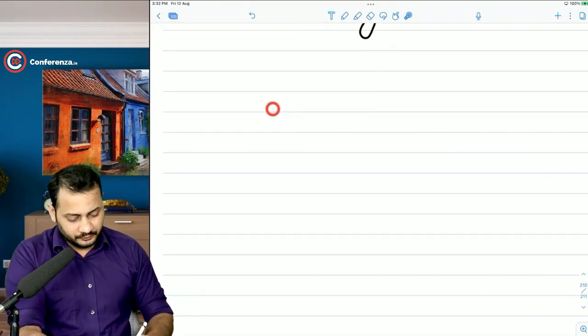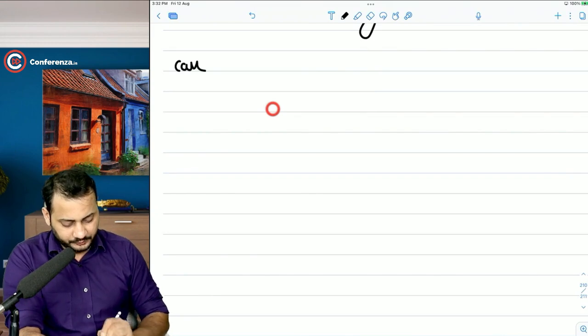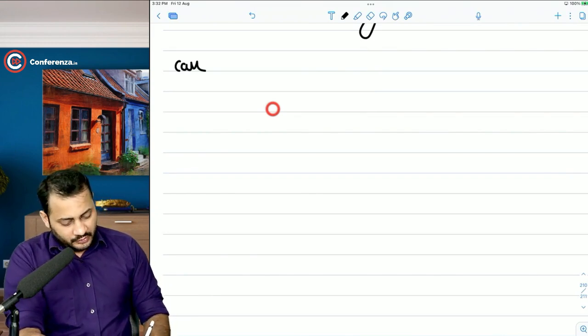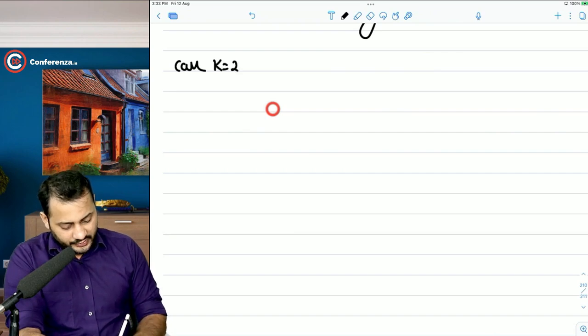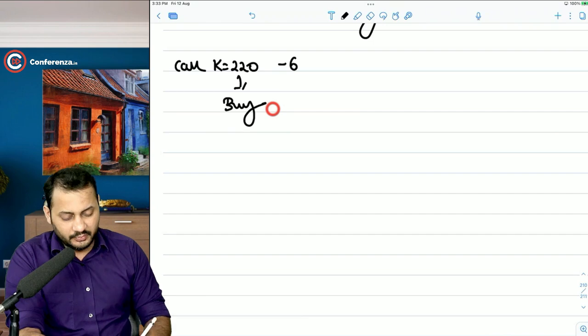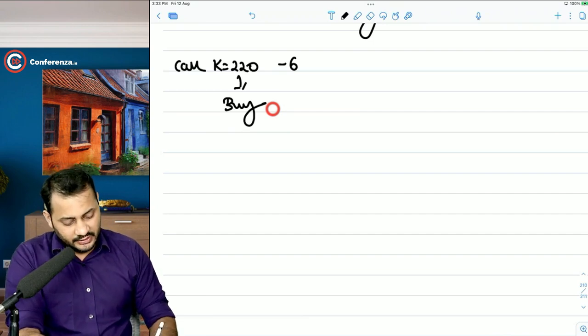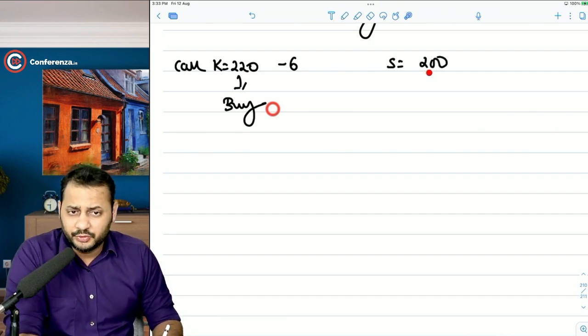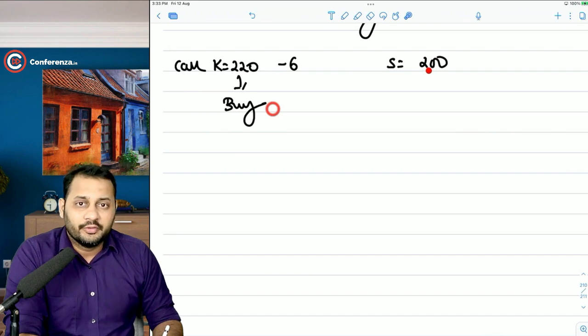See, let's consider the call option. Okay. The strike price is 220. That means at this price you can buy the asset. But in order to buy this option, you paid a premium of 6 rupees. Okay. So let's consider the spot price at maturity to be 200. Are you going to exercise the option? No. You are not going to exercise the option.